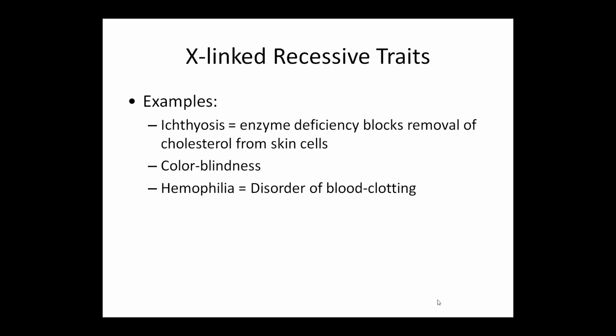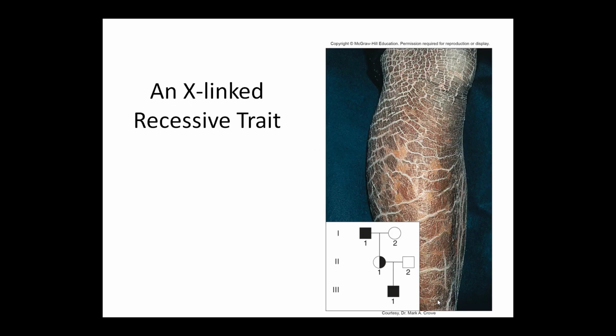Examples of X-linked recessive traits are ichthyosis, which is an enzyme deficiency that blocks the removal of cholesterol from skin cells. So here's an example of ichthyosis. Here we have an X-linked recessive trait. You can see that the grandfather is affected. His daughter is a carrier. She carries the mutant X, and she ends up giving that X to her son, and the dad in generation 2, number 2, gives the Y, so the son is affected.